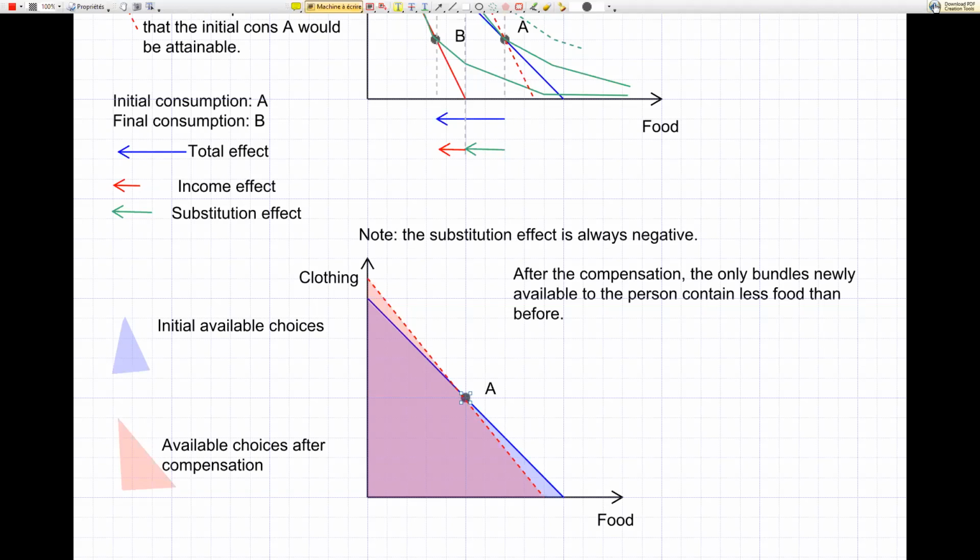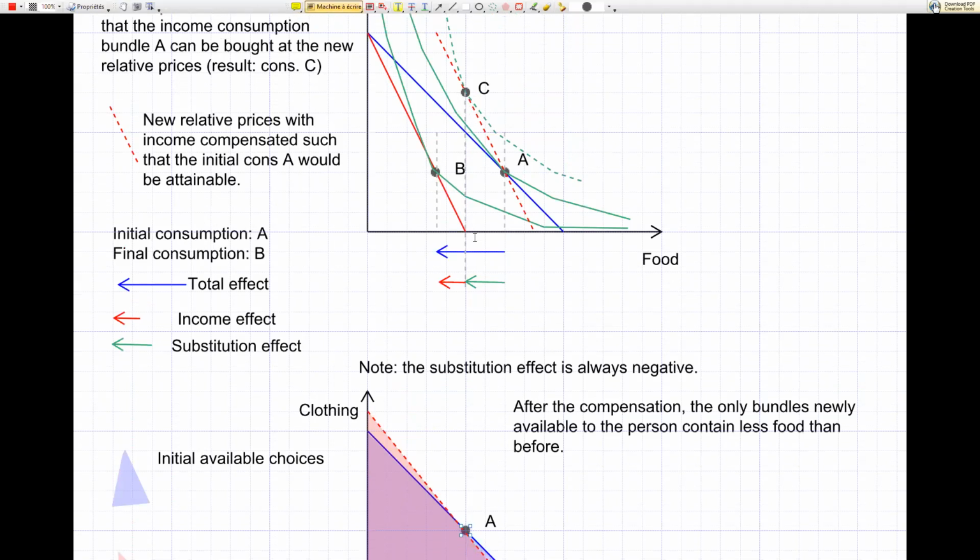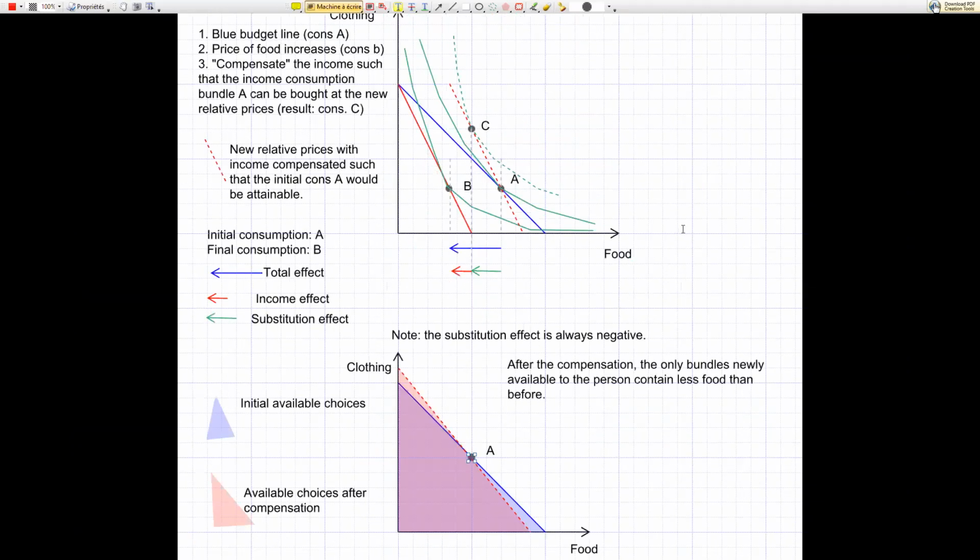So this is why we see that the substitution effect is always negative. And you see here, for instance, the substitution effect means there's a decrease from A to C. And here the income effect is also negative because... well, actually it's positive because it's from B to C, we increase the income. But I don't want to confuse you excessively.